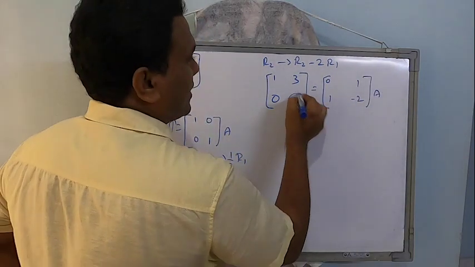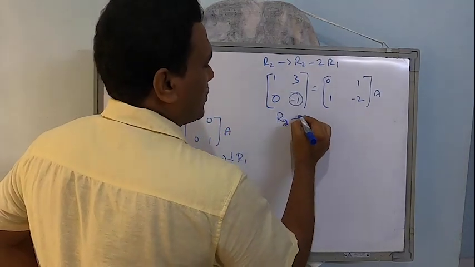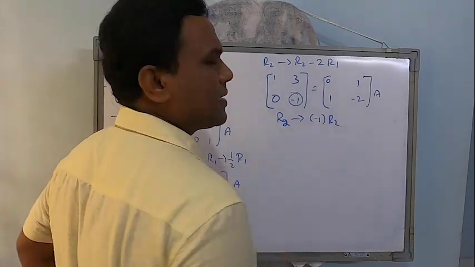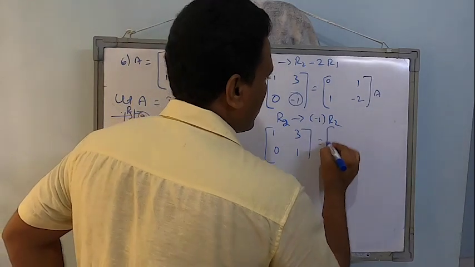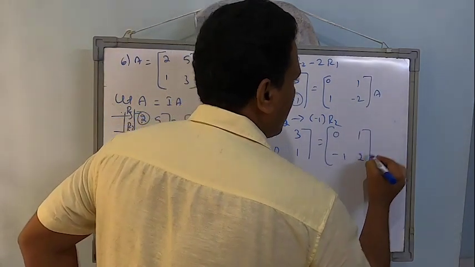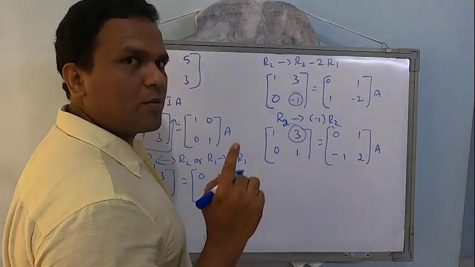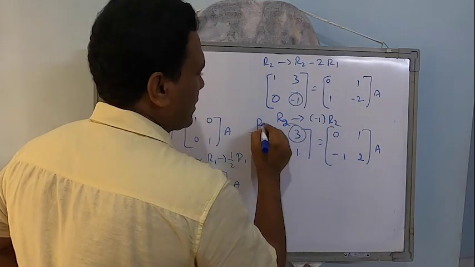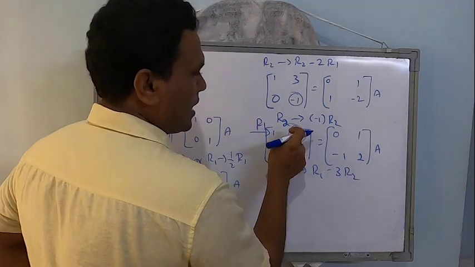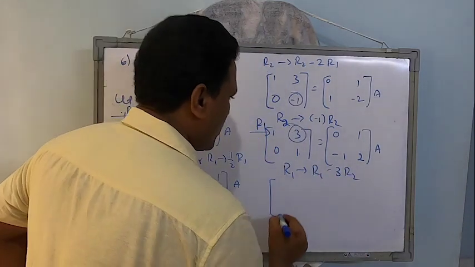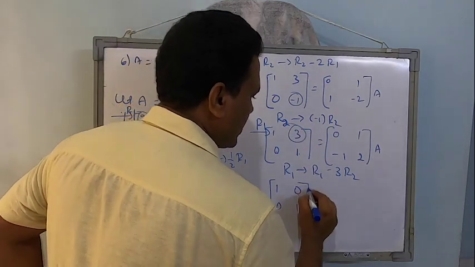Okay, what was your next thing? This. What should that be made as? That should be made as plus 1. So, R2 is multiplied by minus 1, that's enough. Correct? So, [1 3; 0 1] equal to [0 1; -1 2] multiplied by A. The last target is this. That should be made as 0. That's an element of R1. So, R1 is written as R1 minus 3 times R2. R1 minus 3 times R2. So, 1 minus 3 times 0 is 1, 3 minus 3 is 0 and no change in these two.